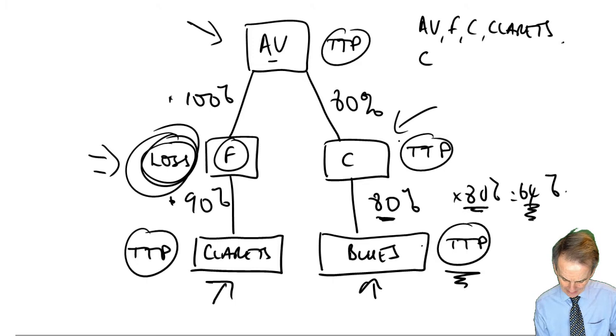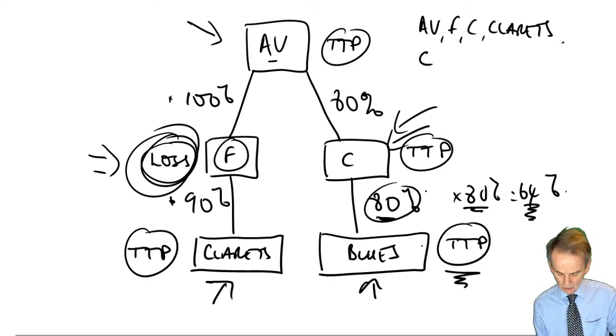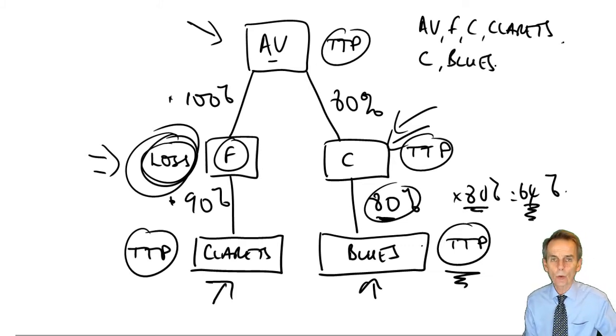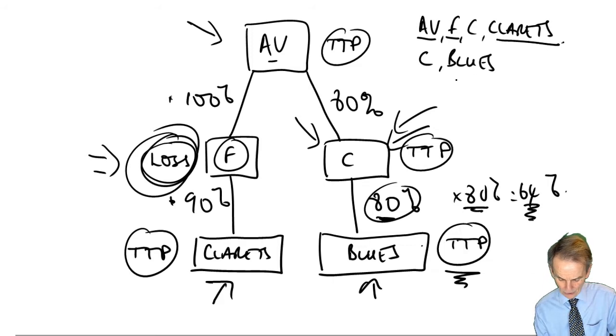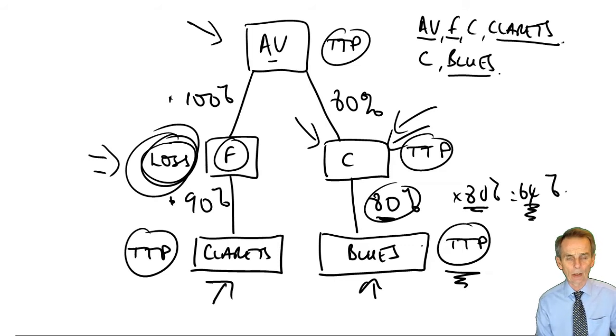Company C, as we can see here, has 80% of Blues. So those two, C and Blues, are themselves within their own 75% group. What it means is that Company C, if it had a loss, could effectively group relieve against the profits of any of those other companies. C is in a group with AV, with F, and with Clarets, and also in its own subgroup with Blues. So it would be able to share its loss amongst any of those other four companies.